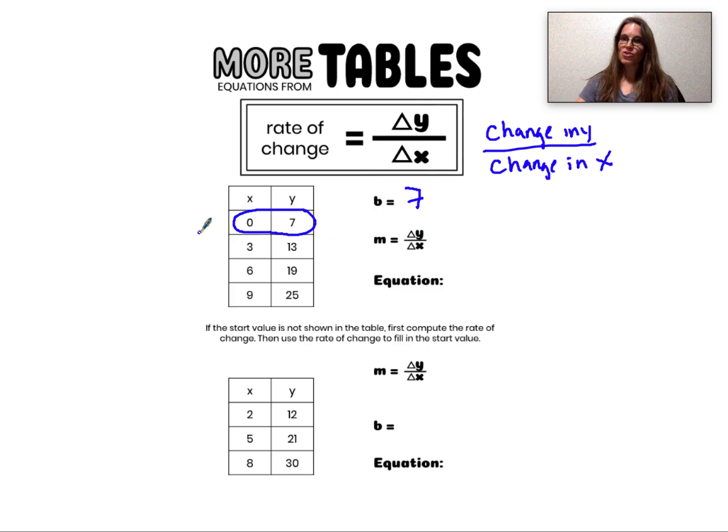The change in x for each row of this table is just 3. To go from 0 to 3, I'm adding 3. To go from 3 to 6, I'm adding 3. To go from 6 to 9, I'm adding 3. That tells me that delta x is 3.